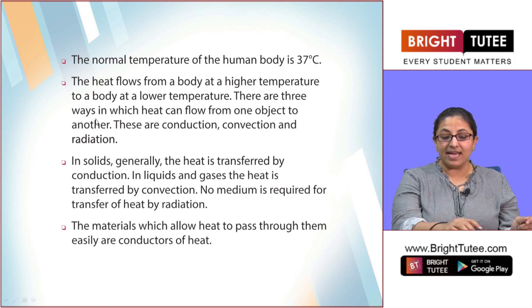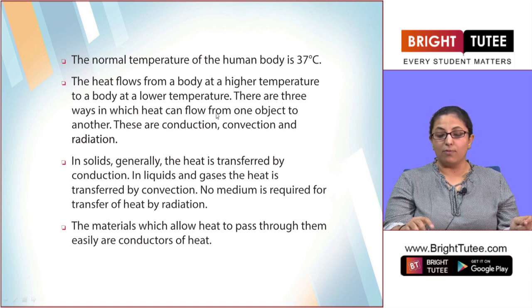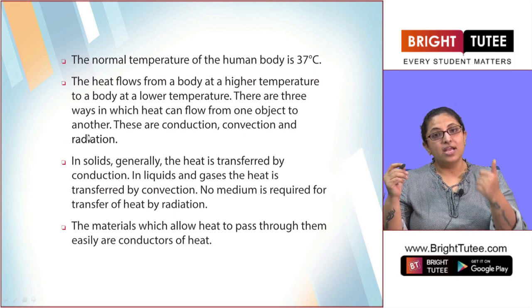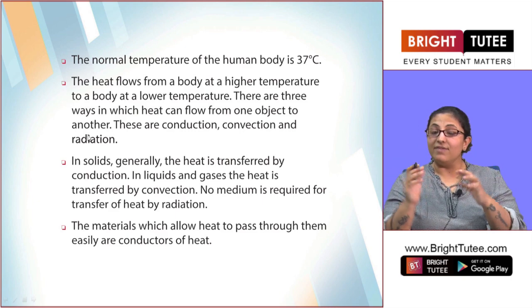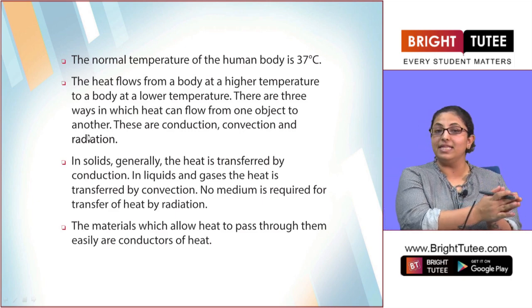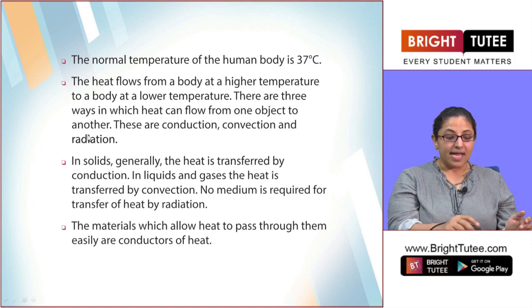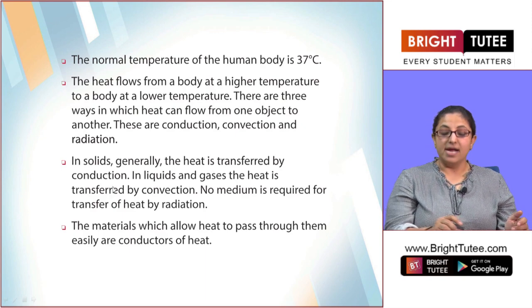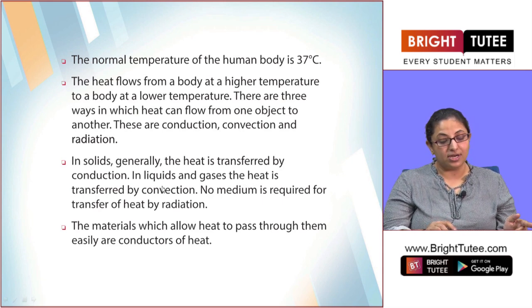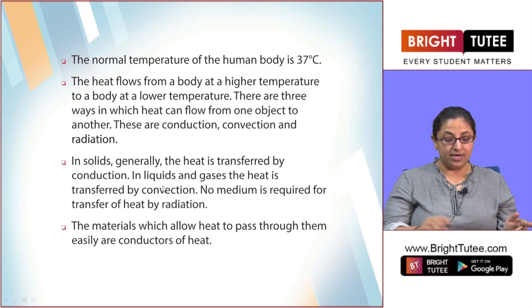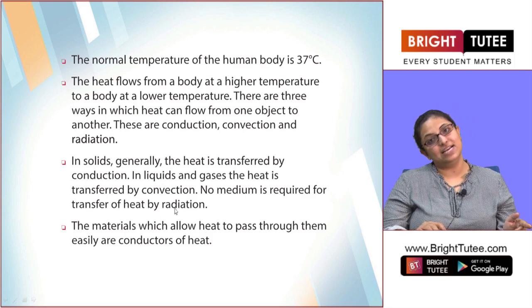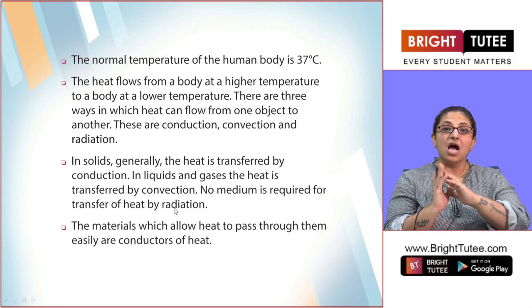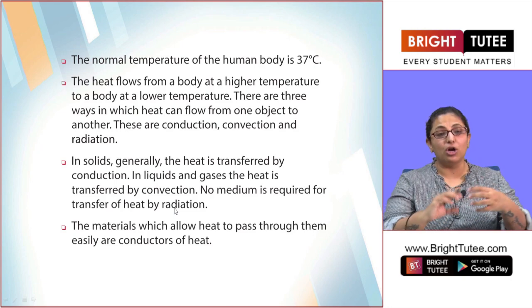There are three ways in which heat can flow from one object to another. And what are those three ways? Conduction, convection and radiation. We have learnt these three processes in the chapter, right? In solids, generally the heat is transferred by conduction. In liquids and gases, the heat is transferred by convection. No medium is required for transfer of heat by radiation. We have learned the modes how the heat is being radiated or transferred.